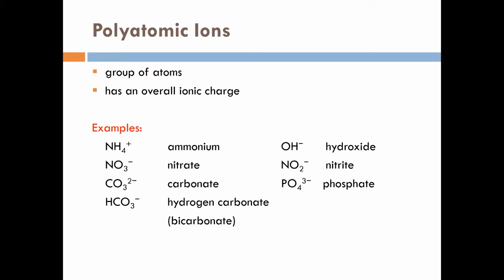These are always groups of nonmetals. Polyatomic ions are usually anions. And in our examples, there's only one that's positive. I'll give you that one. Still made up, ironically, of nonmetals, it is ammonium, NH₄⁺. Other than that, we have nitrate, carbonate, hydrogen carbonate, or bicarbonate, which is a big thing, hydroxide, nitride, and phosphate.